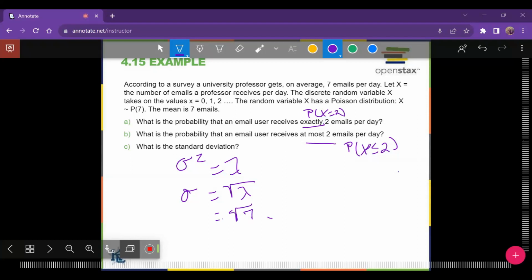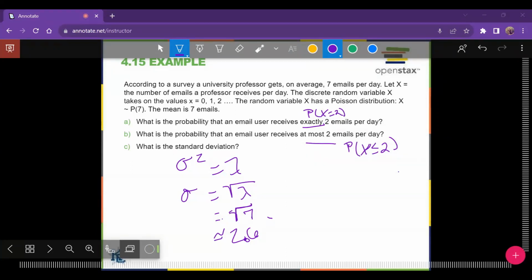You could use a calculator to calculate that. You could use Excel to calculate that. But you would get approximately 2.6 regardless if you used a calculator. But we are going to look at how to do all 3 of these in Excel.